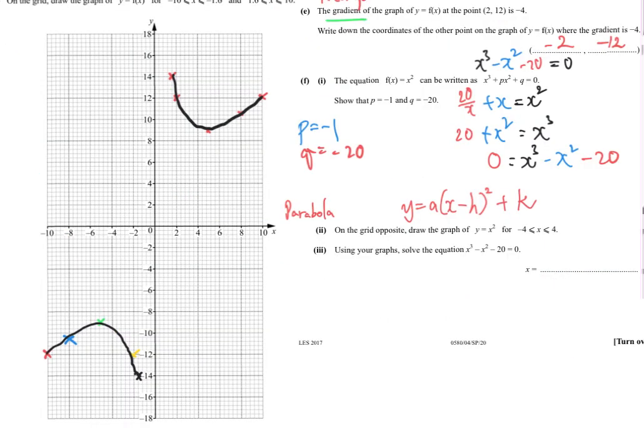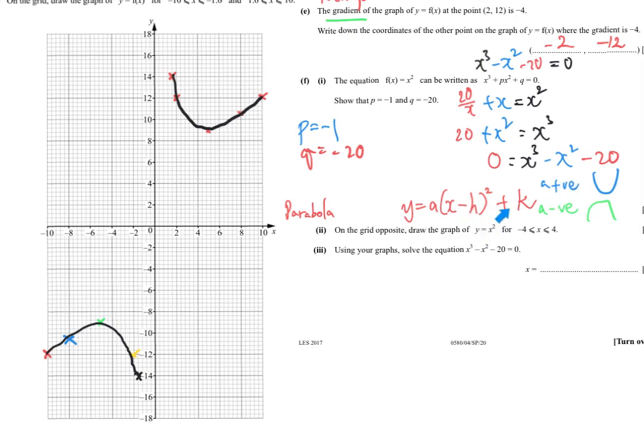And then we come to question 3F, part 2. Draw another graph. For this graph, the x squared one, it is a parabola graph. For this kind of graph, y equals a bracket x minus h bracket squared plus k. If a is positive, it will open upward. If a is negative, it will open downward, like this. So for this one, a is +1, so it will open upward.